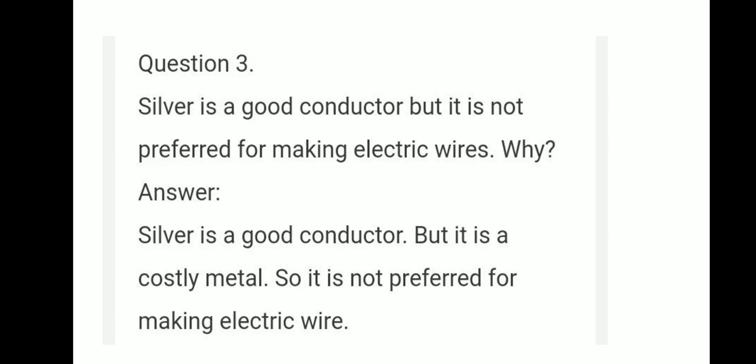Question number 3. Silver is a good conductor, but it is not preferred for making electric wires. Why? Answer: silver is a good conductor, but it is a costly metal, so it is not preferred for making electric wire.